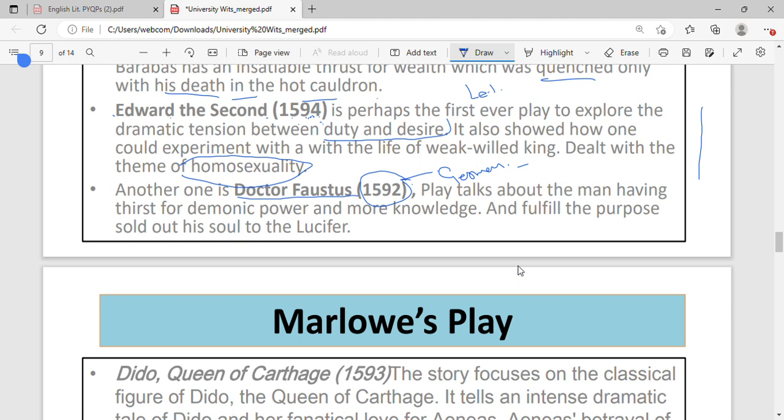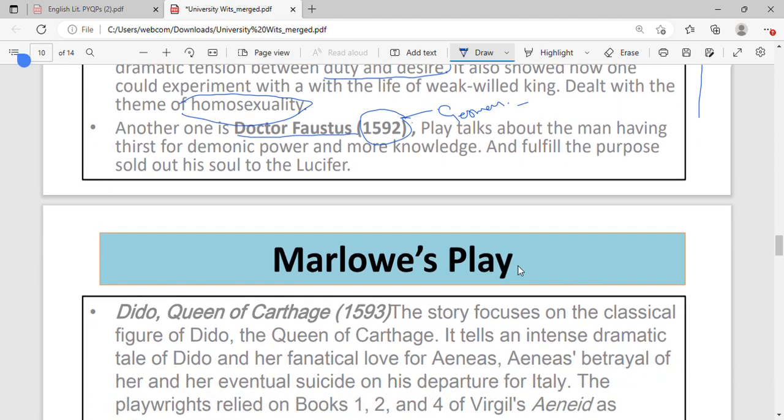Faustus, right? And the same character was there in the play. Okay, so we can call it the sequel of that, right? So what happens in this play?